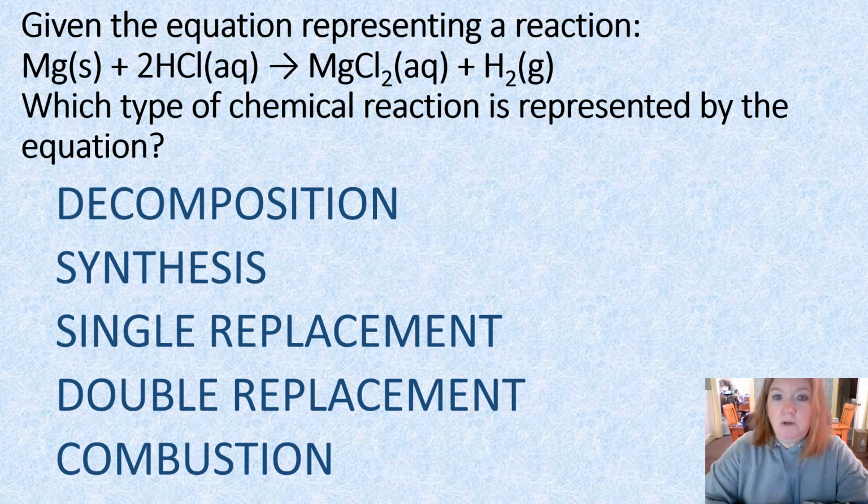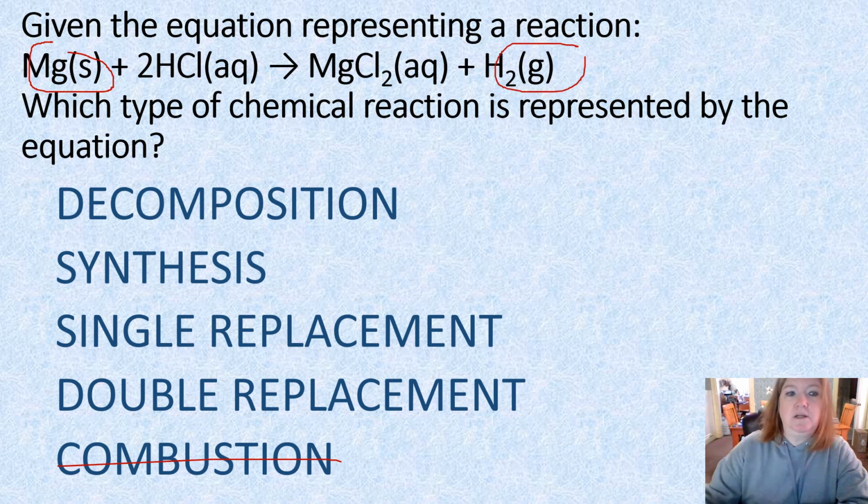Given this equation, what type of chemical reaction? Okay, so in order to be single replacement or double replacement, I need two things on both sides. Oh, I have it. Let's check and make sure it's not combustion. I don't see carbon dioxide and water on this side. So if it's single replacement, I should see single elements, a different element on both sides.